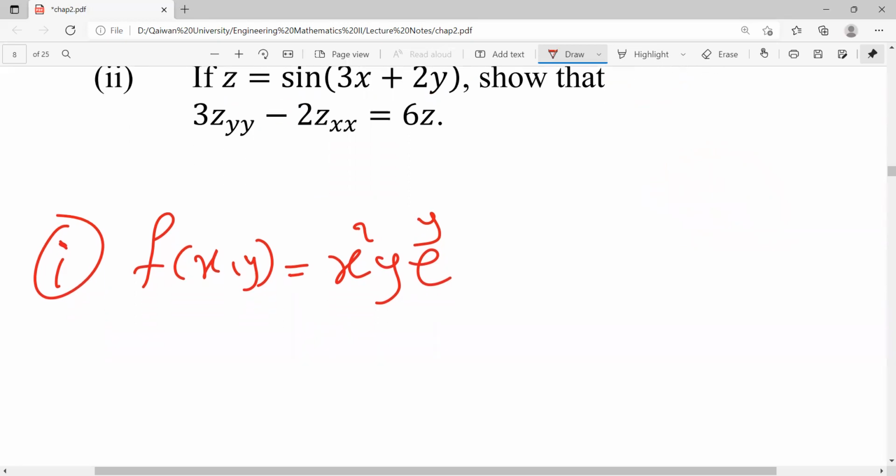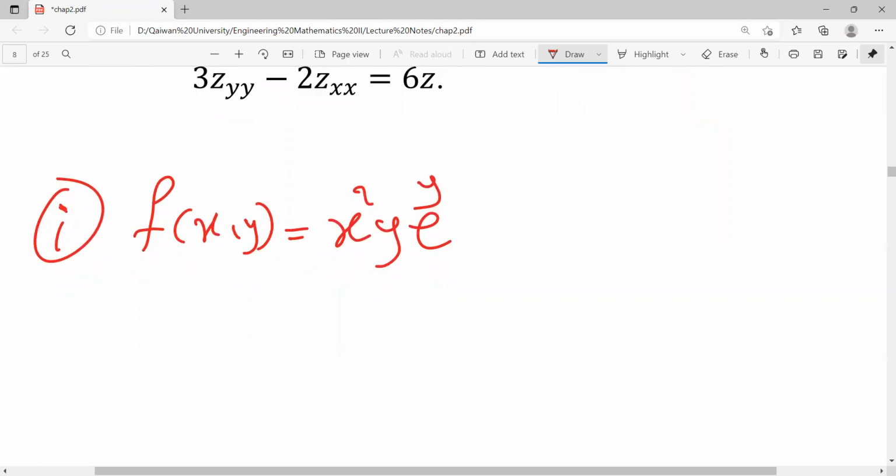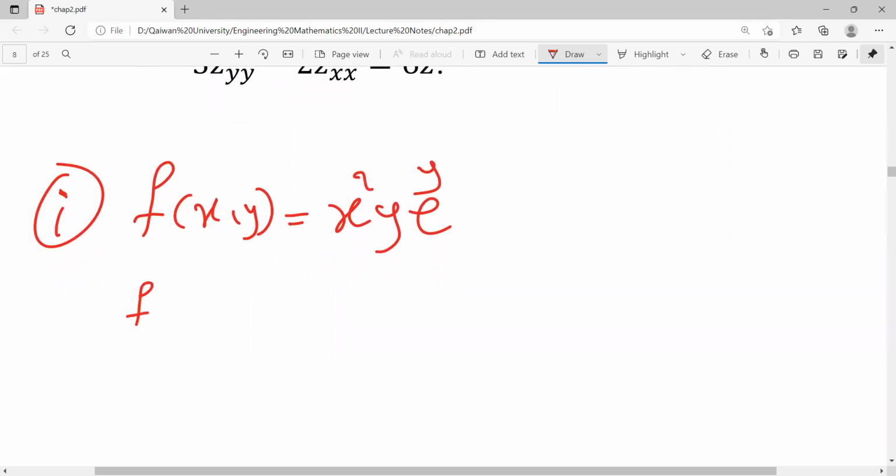It's easier to find f sub x and f sub y first. Let's find f sub x. F sub x equals what? Here y e to the power y is a constant. That means its partial derivative with respect to x is only 2x times the constant parts. Constant parts are y times e to the power y. Here we say it is 2x y e to the power y. This is f sub x.